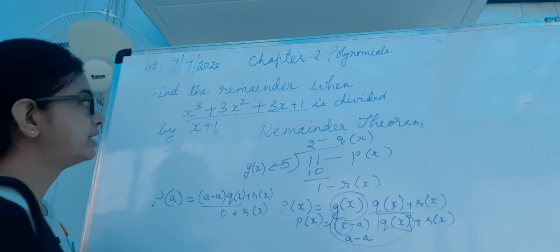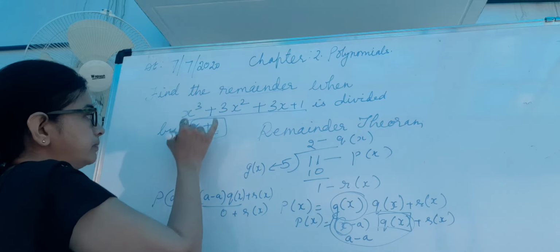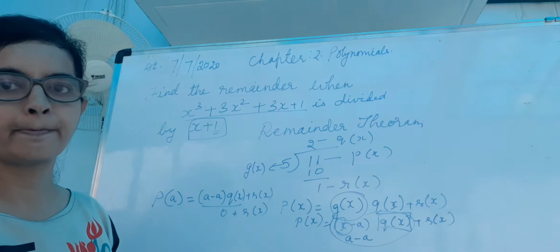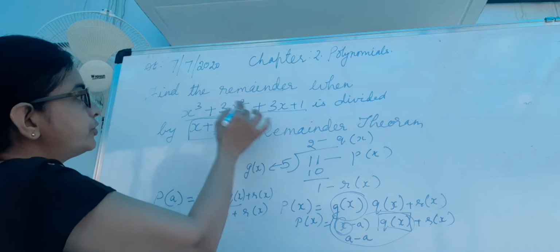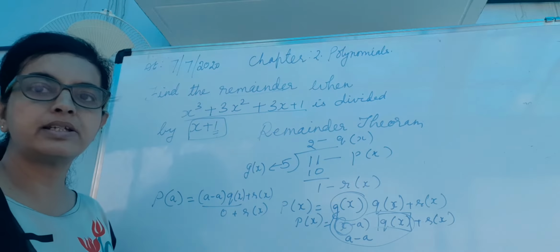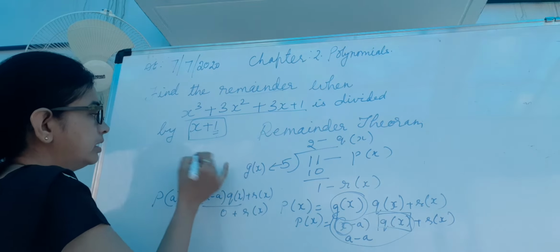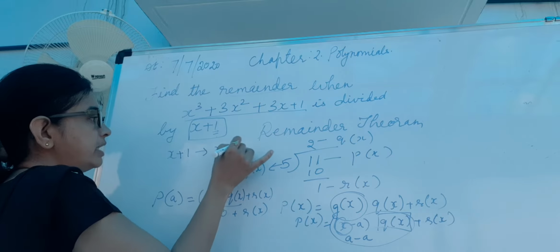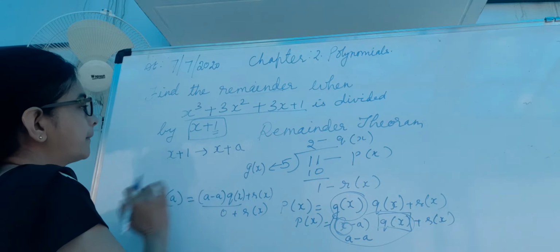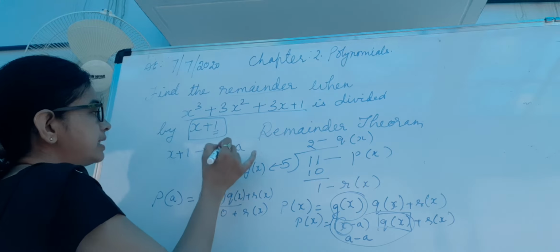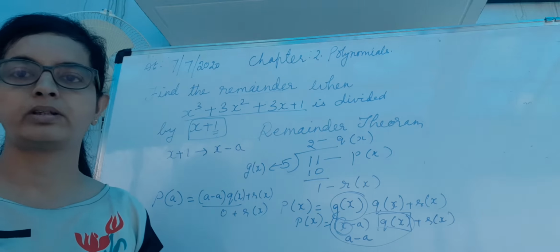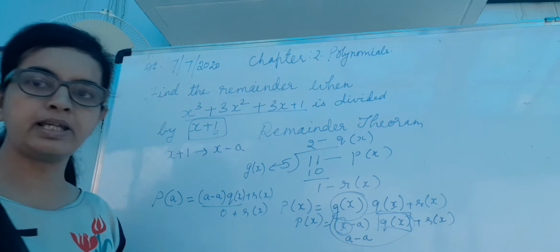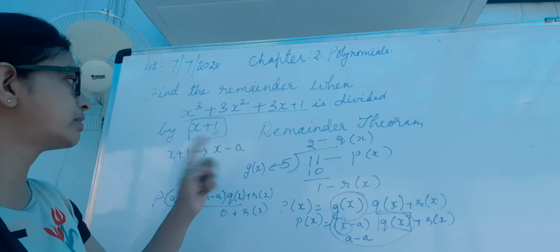Can you tell me, in this sum, which is the divisor? As we are going to divide it by x plus 1, hence it is the divisor. Can we compare this x plus 1 with x plus a? Sorry, with x minus a? In the division algorithm, we took x minus a. Same we are taking here, x minus a.